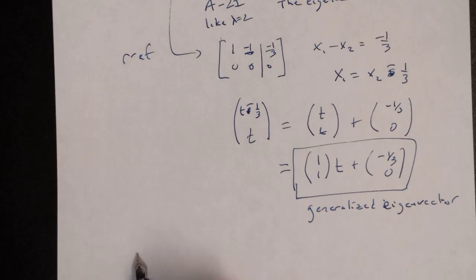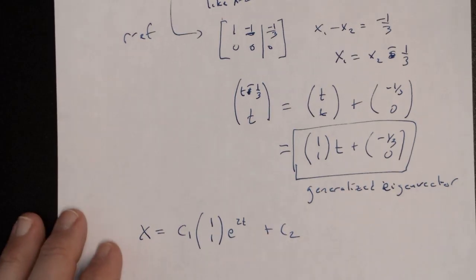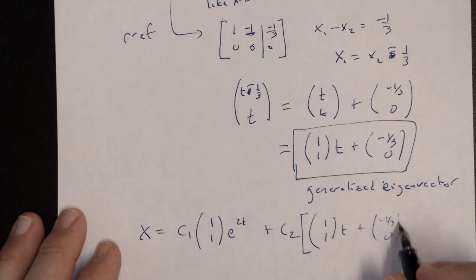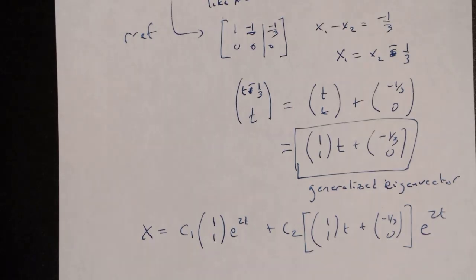So my second solution is C2 times, C2 times what? All of this: 1 plus negative 1/3, 0, e to the 2t. So you see how we still get that t e to the 2t like we wanted? But we also get something else. And that something else actually changes our phase portrait.